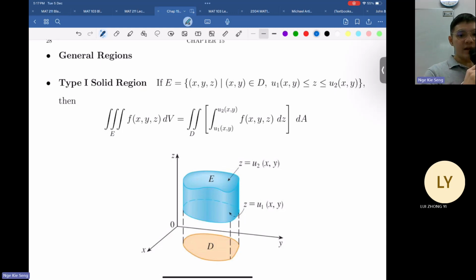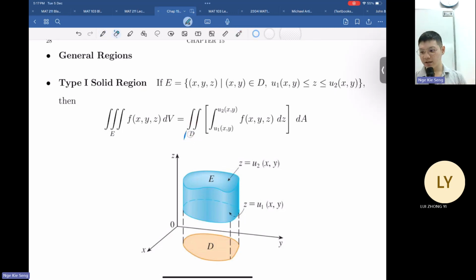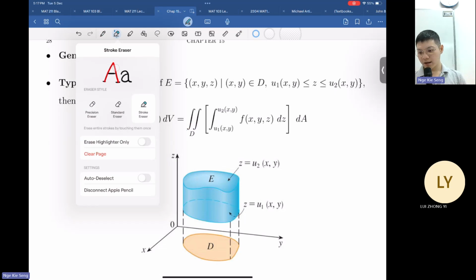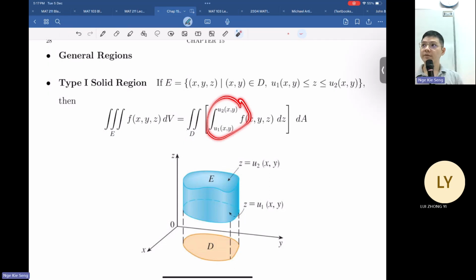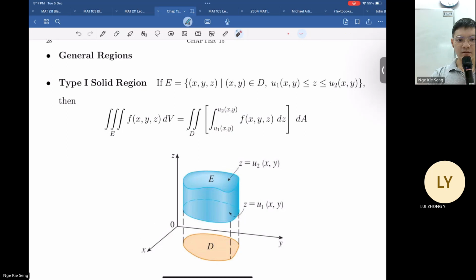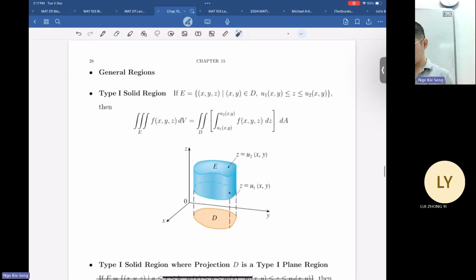Meaning the height, the z, depends on your x and y. That's why you have a double integral over a domain, and this domain here will control your height. Make sense? Okay, let's go further.